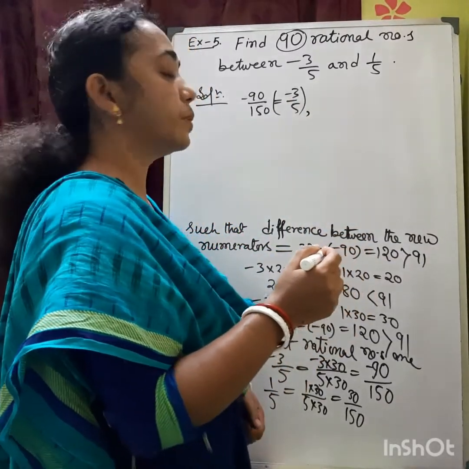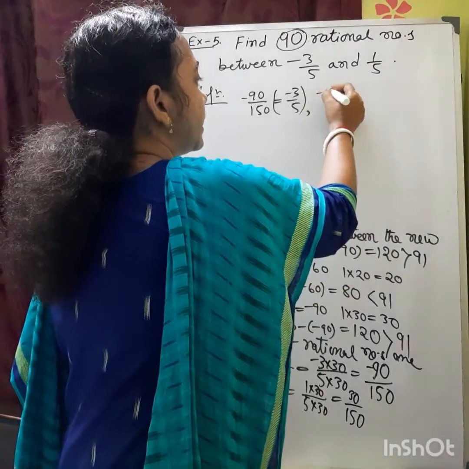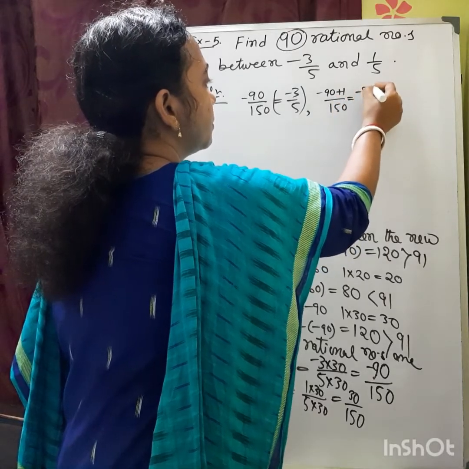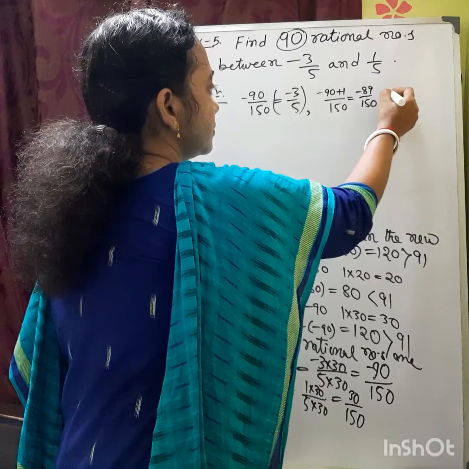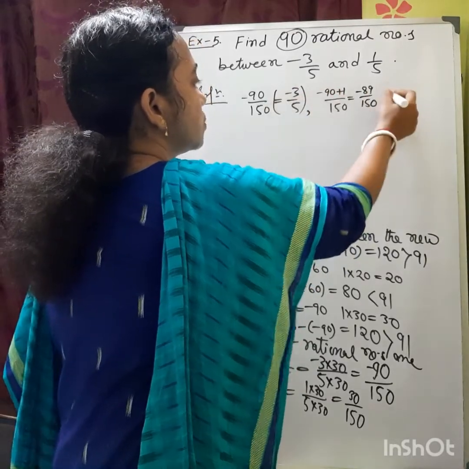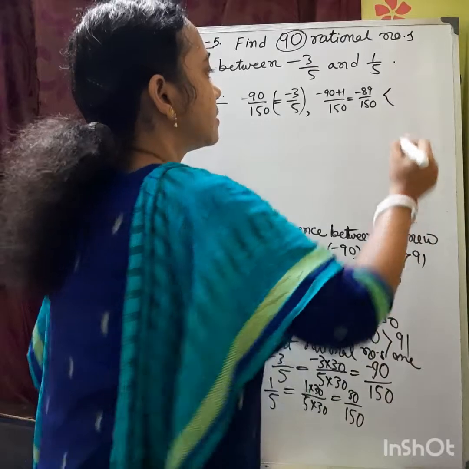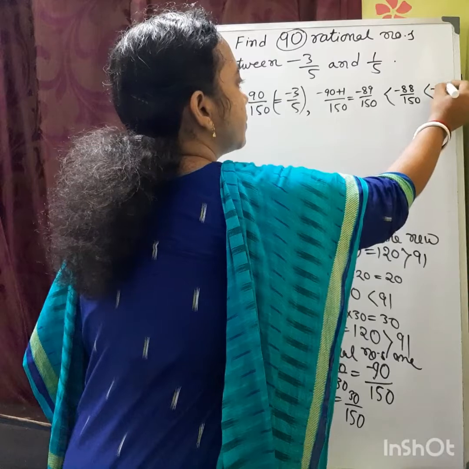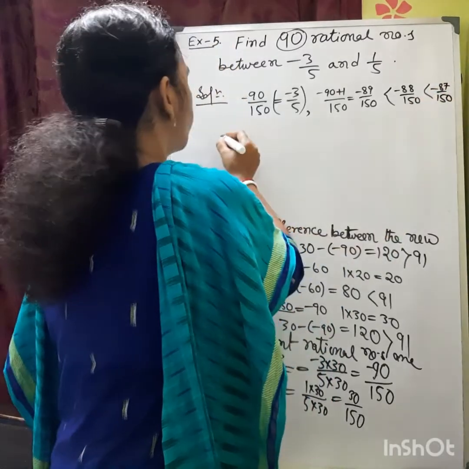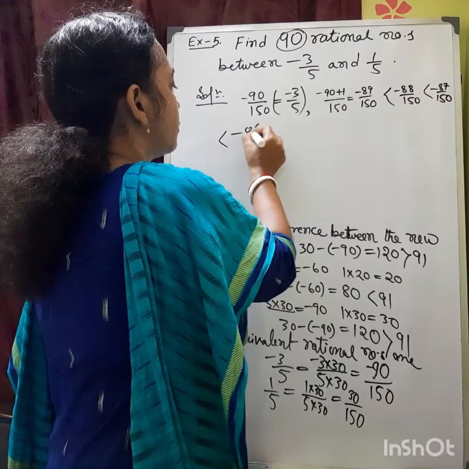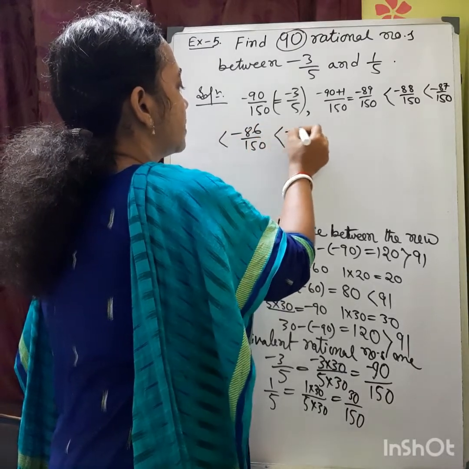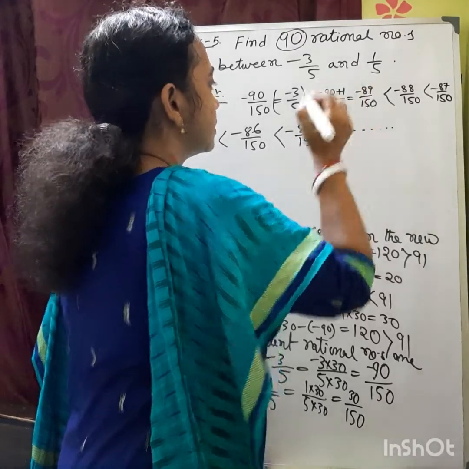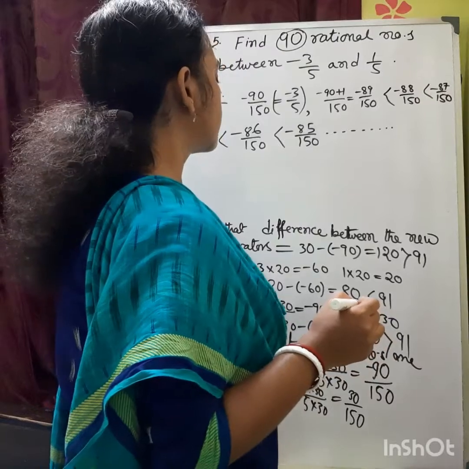So this is the smaller equivalent rational number. Now if we increase the numerator by 1 successively, that means minus 90 plus 1 by 150, it is coming minus 89 by 150. So this is the smaller one. So the next greater one is minus 88 by 150, then minus 87 by 150, after that minus 86 by 150, then minus 85 by 150. So in this way we will get all 90 rational numbers between these two rational numbers.